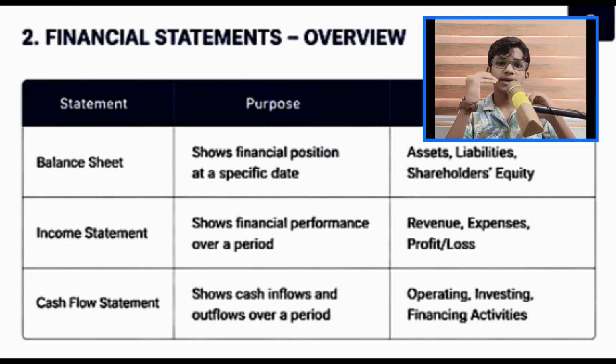To conduct a great analysis, you must know exactly what each reporting tool is designed to do. Let's look at this overview table to break down the big three statements. First, the balance sheet. Its purpose is to show the exact financial position of a company at a specific point in time. It's a frozen snapshot, a photograph taken at midnight on the last day of the financial year. The key items you will evaluate here are assets, liabilities, and stakeholder equity, bound tightly by the accounting identity that assets must equal your combined liabilities and equity.